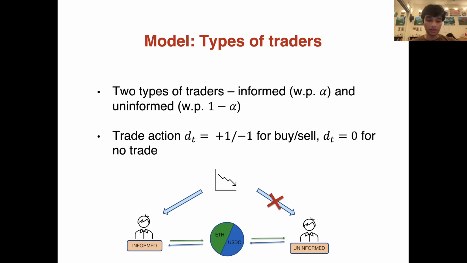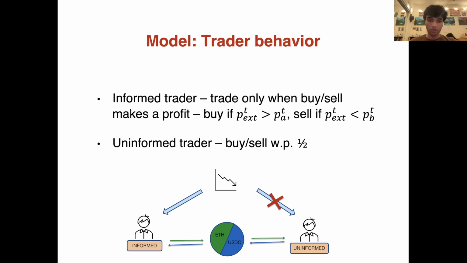The trade action, dt, is a discrete number. It is either a buy trade or a sell trade respectively, +1 and -1. If the trader decides not to trade, then dt equals 0. We assume that the trade size for each trader is fixed. Basically, it's just a single unit of the asset that the trader decides to buy or sell at any point in time. The informed trader, as the name suggests, can see the external price.